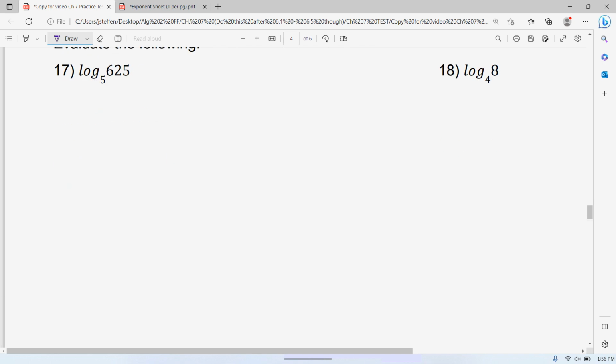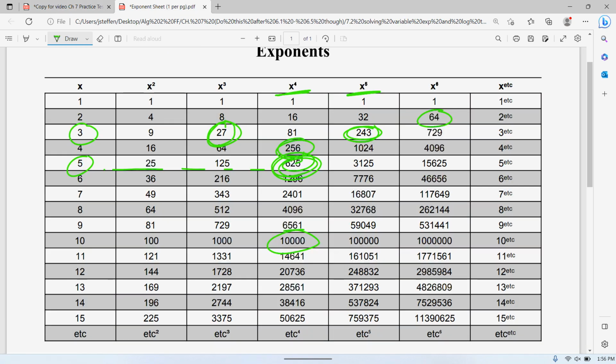Evaluate these. Again, these are equal to x, and then put these in exponent form. 5 to the x is equal to 625. We're already using it.